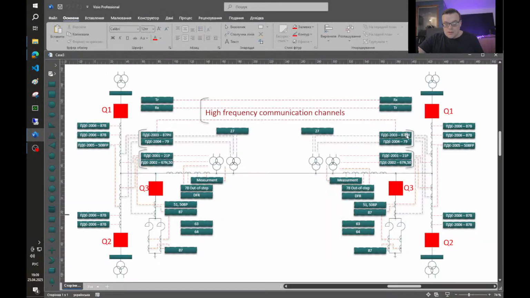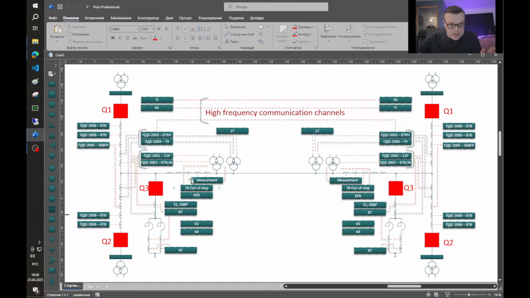So let's move to our case. The primary scheme is shown a little bit simplified. There are no disconnectors, earthing switches, or surge arresters, because it would look very messy. Just here it is already very complex.